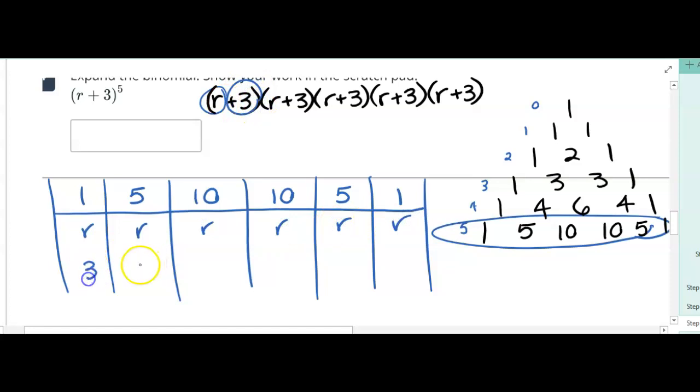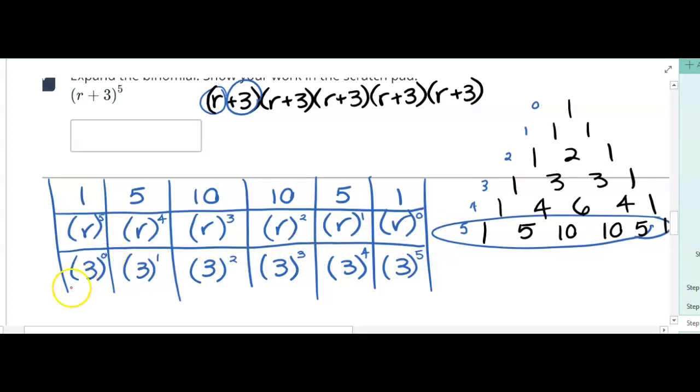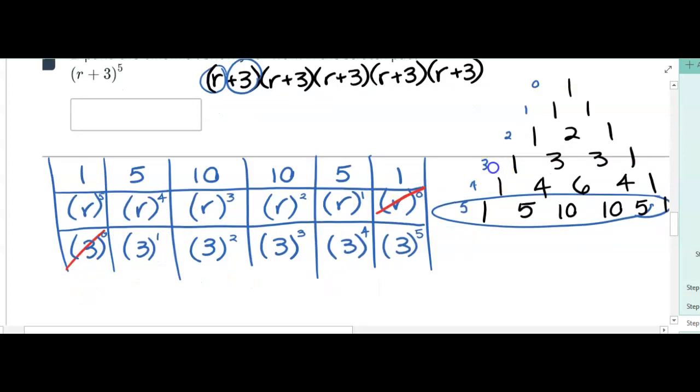Then I take the first term. Then I take the second term. I put them all in parentheses, even though in this particular example, the parentheses are not necessary. But if we had a negative number or a more complicated term, the parentheses would save us. Then I add my exponents. 5, 4, 3, 2, 1, 0. Anything to the 0 power is 1, so I cross those off.